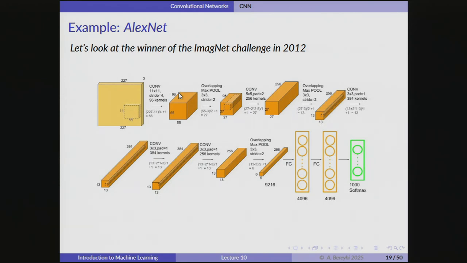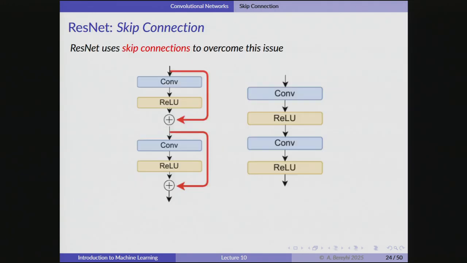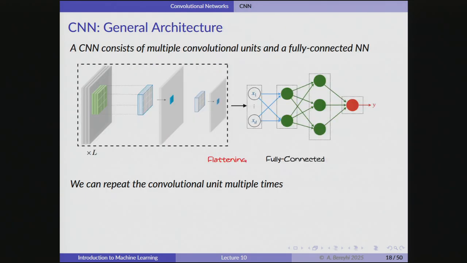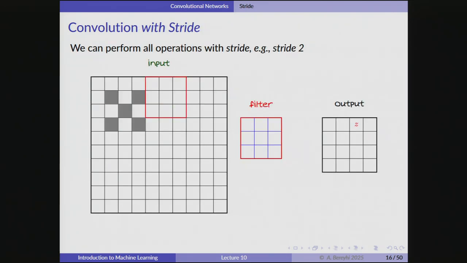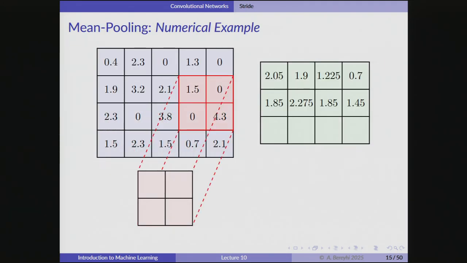Because the input is 227, yes, but they don't do zero padding. A bit of it goes with the fact that your input and output are not exactly the same. For instance, in the examples we had here, even if you do it with stride 1, you're not going to have exactly 4 by 5 at the output. It's 3 by 4, right?